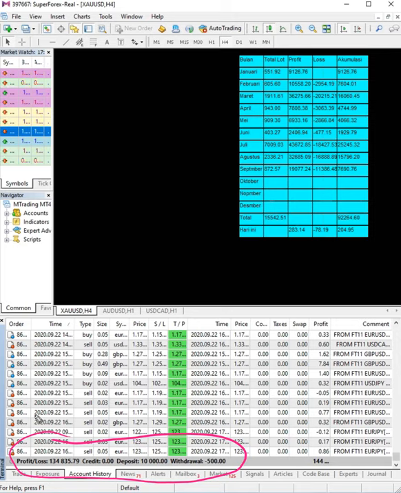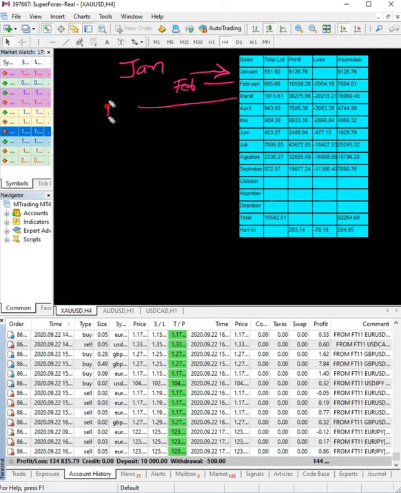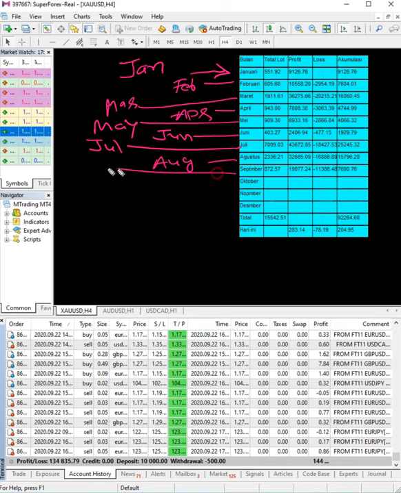Now, using this indicator, it will show you all the profit and loss month wise. This is January, this is February, this is March, this is April, May, June, July, August, September, October, November, December. So this month-wise separation is given.